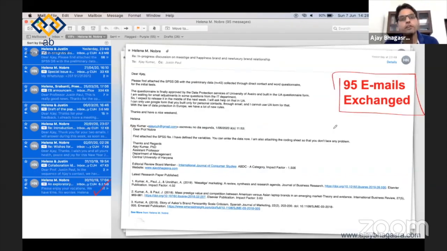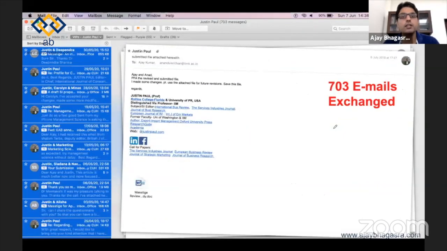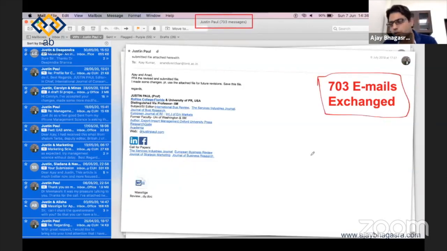And till date, we have finalized the questionnaire. Now she is going to get it cleared by the ethical committee of her university, because Europe has very tight data collection norms, and she is sitting in Portugal. Then we will float this questionnaire into the market with the help of an agency. So 95 emails only to reach the questionnaire formulation. It requires patience. Another thing, with Justin Paul, another of my co-authors, I have exchanged 703 emails and we have published 2 papers together till now. It requires patience, a lot of work, right? It doesn't come like this.